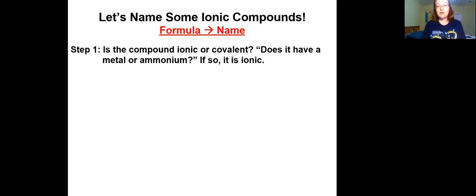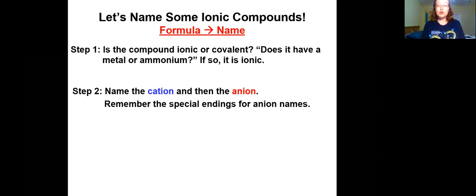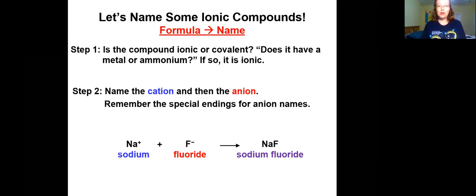So let's identify it. To figure it out, look to see if it has a metal element in it or if it has that ammonium in it, the NH4. If it does, it's an ionic compound. Once you've determined that it's ionic, you need to name the cation and the anion. The cation always comes first. I want you to remember the special endings for the anion names. If it's one element, it ends with -ide. So here we have the sodium ion. The fluorine has become fluoride by gaining an extra electron. Together, they make sodium fluoride.